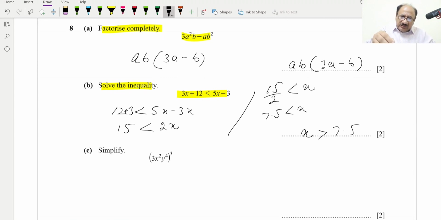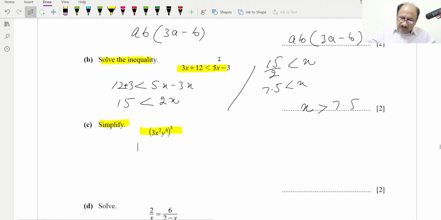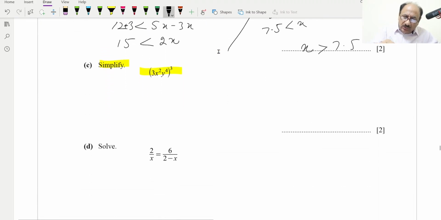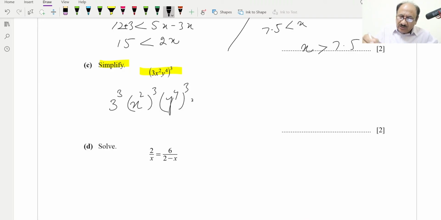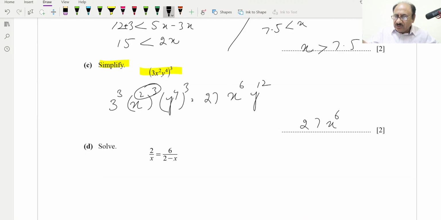Next is simplification. Simplify this one, and in indices we know we can write this separately: 3 raised to 3, x squared whole raised to 3, and y raised to 4 whole raised to 3. This 3 raised to 3 will be 27, and x squared into 3, these two will be multiplying, so x raised to 6 and y raised to 12. So 27 x raised to 6 y raised to 12 will be the answer for this one.